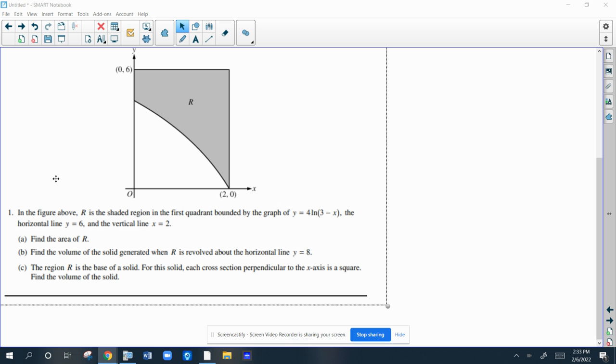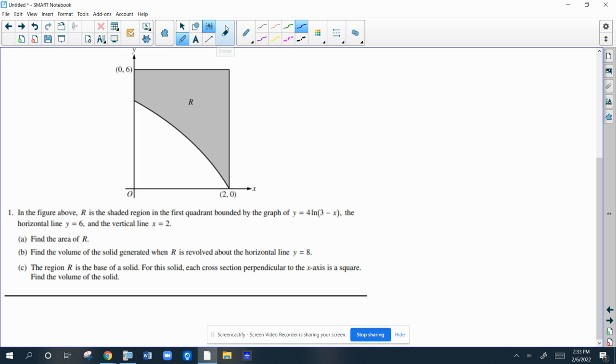So if you look at question A, it asks find the area of this shaded region R, and it gives you the boundaries. So when you're looking for area between two graphs, you're basically looking for the area of this one rectangle here and applying it throughout the entire region.